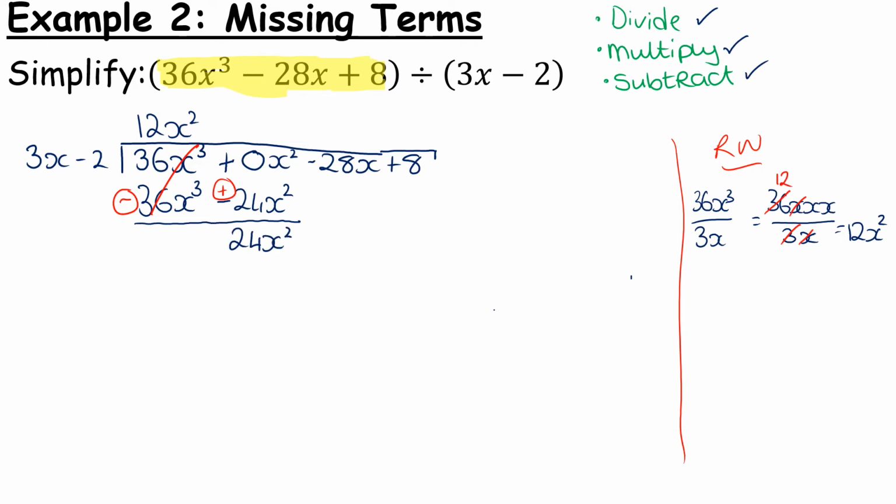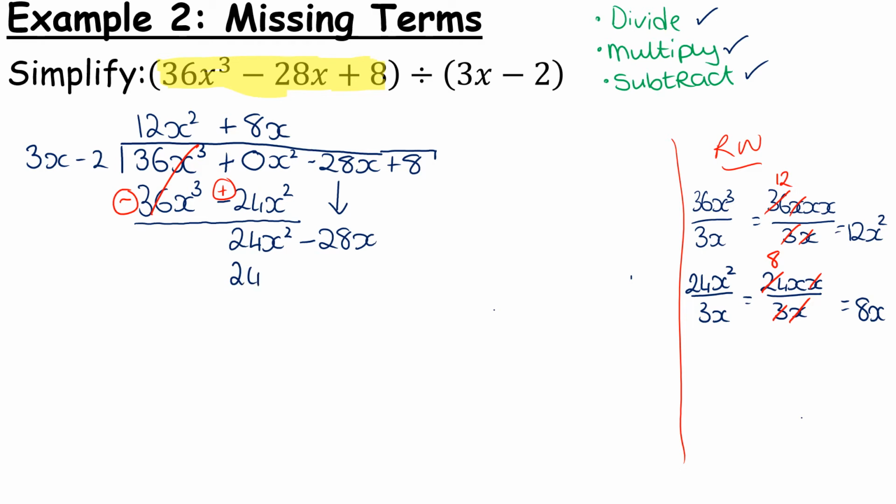So we have 0x squared plus 24x squared just gives me 24x squared. And minus 28x, we need to bring this down. And we go back to our mantra, so we do our divide. So we have 24x squared over 3x. So that's our division, so we're going to have 24x over 3x. So there will be an x that cancels, and 3 goes into 24 8 times. So we're left with 8x. So we'll have a plus 8x. So that gives me 24x squared, and plus 8 by minus 2 is minus 16x.